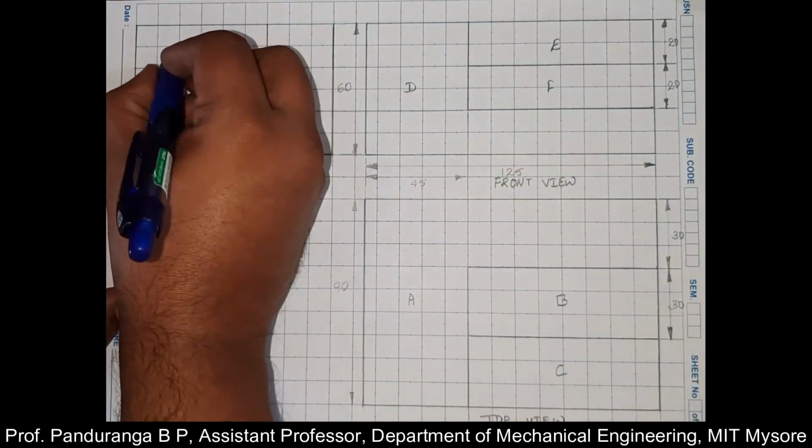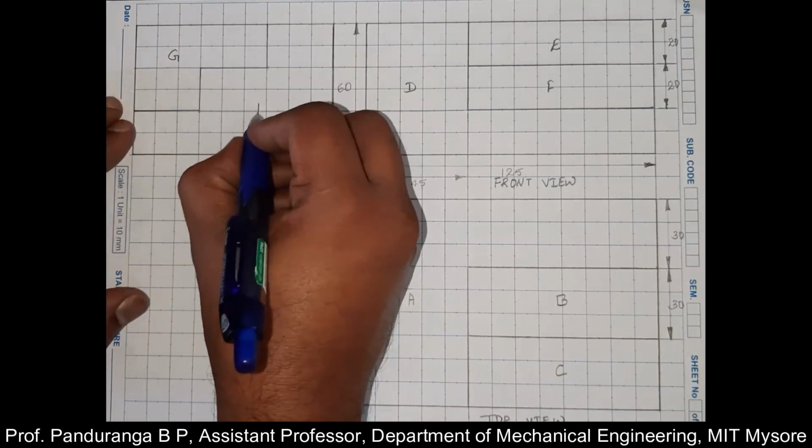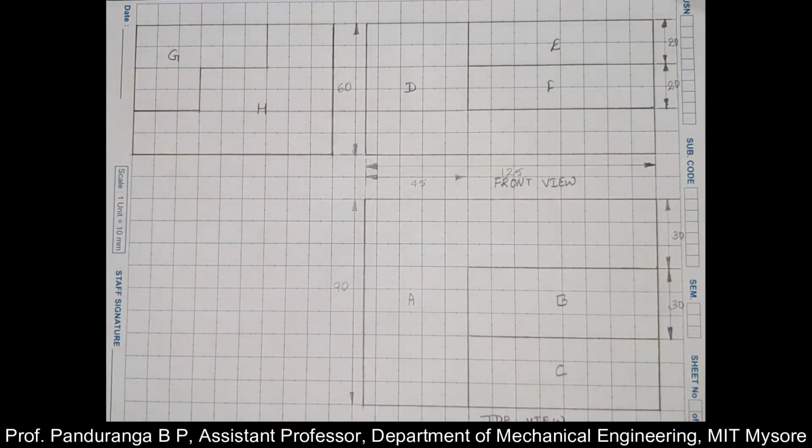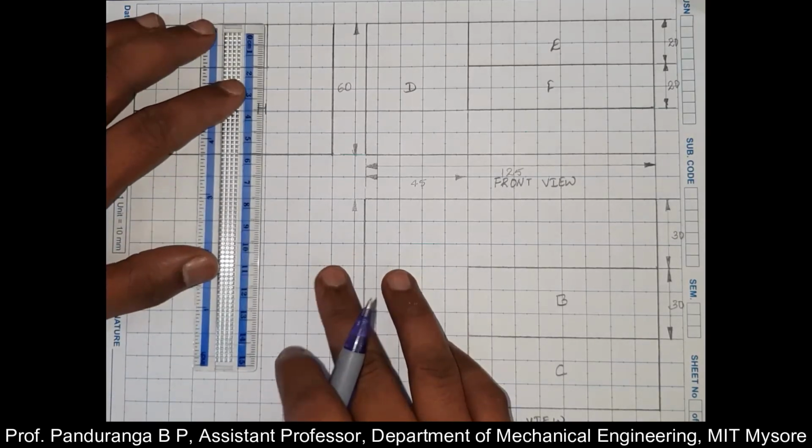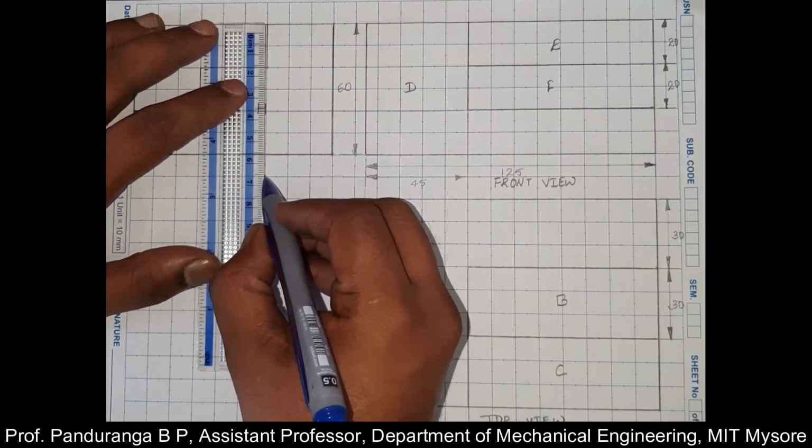This is our surface G and this is our surface H. Again, this need not be shown in all the orthographic projection problems. Here we are showing it so that it will be easy for you to understand what we are doing over this sheet.